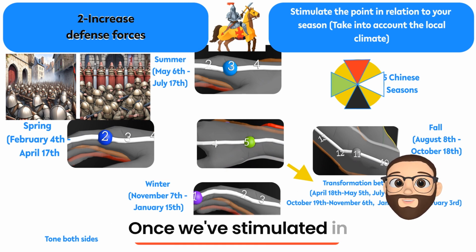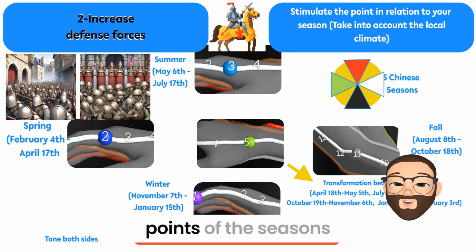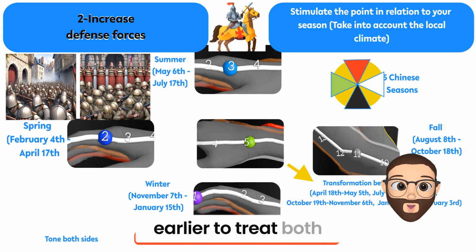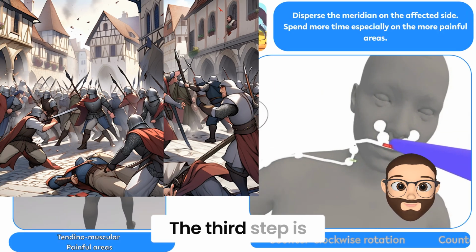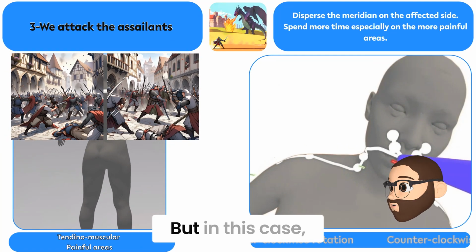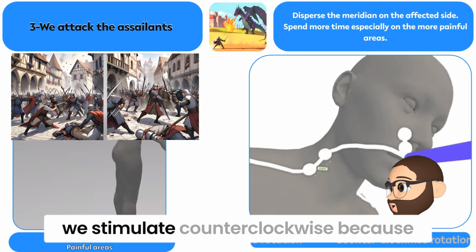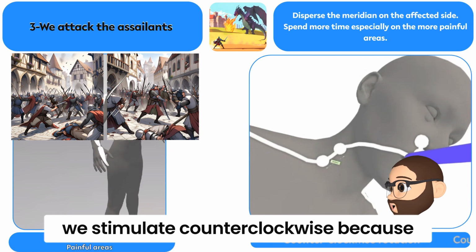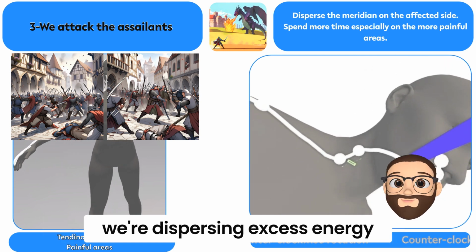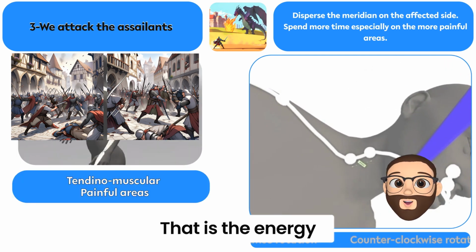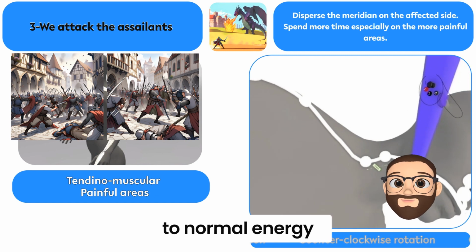Once we've stimulated in a clockwise direction the points of the seasons, we can move on to the third step. Don't forget, as mentioned earlier, to treat both sides of the body thoroughly. The third step is the most important, but in this case, we stimulate counterclockwise because we're dispersing excess energy. That is, the energy that has been added to normal energy.